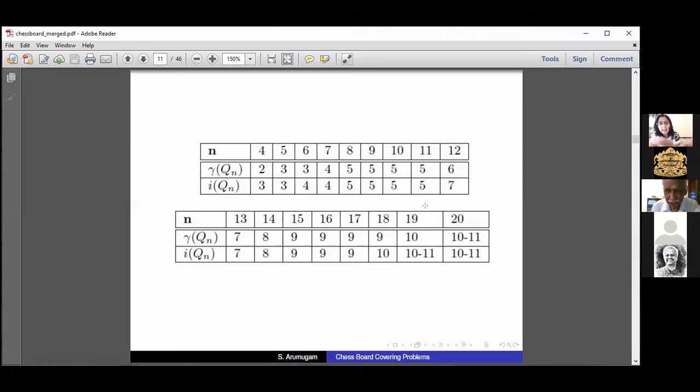Sir, what is N, gamma QN, and IQN? N is the N cross N chessboard. Gamma QN is the domination number of the chessboard graph, that is, the minimum number of queens to be placed to cover all the cells. And IQN is the minimum number of non-attacking queens to be placed on the board to cover the entire chessboard.